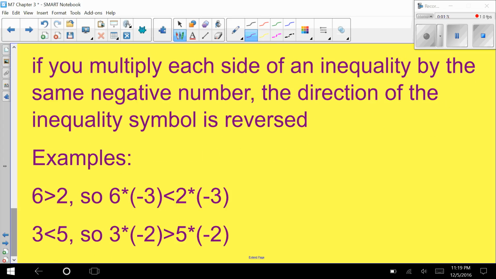Also within the multiplication property of inequality, if you multiply each side of an inequality by the same negative number, the direction of the inequality symbol is reversed. So we know 6 is greater than 2, so 6 times negative 3 is now less than 2 times negative 3. And we know 3 is less than 5, so 3 times negative 2 is greater than 5 times negative 2.